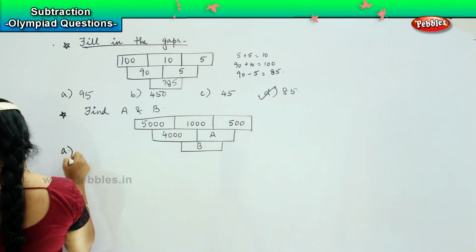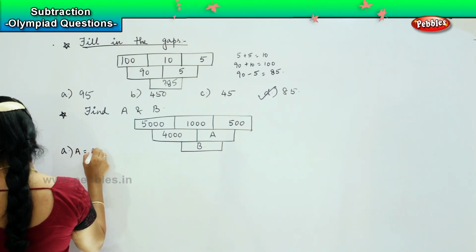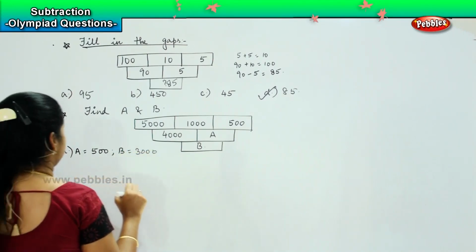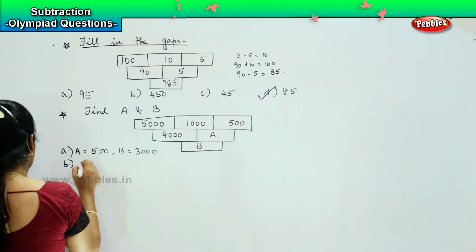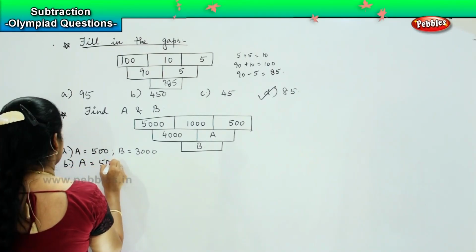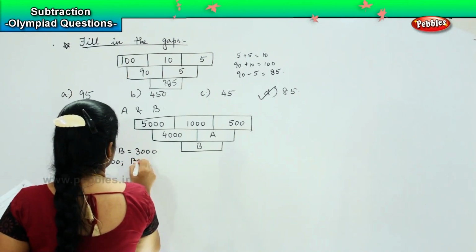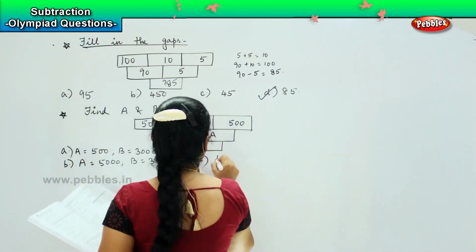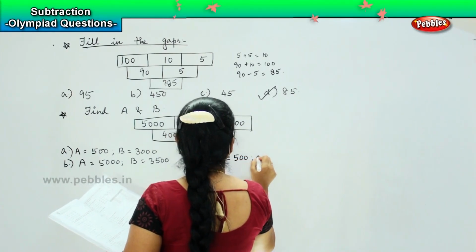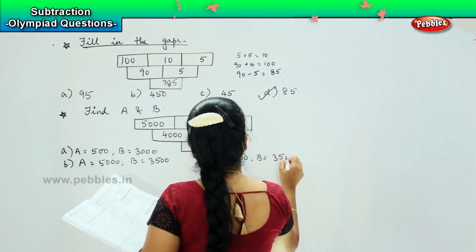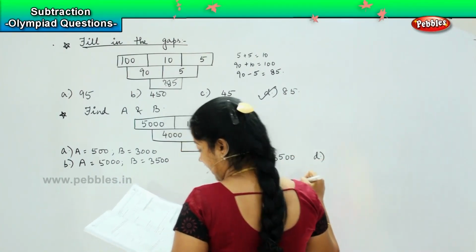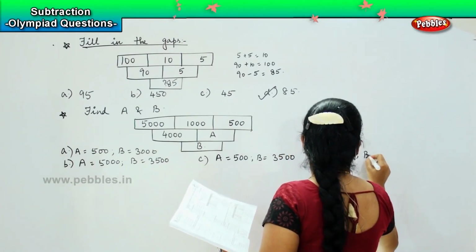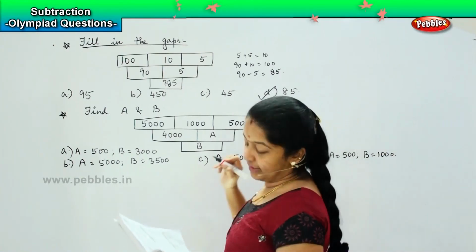Your options are: option A, A is 500, B is 3,000; option B, A is 5,000, B is 3,500; option C, A is 500 and B is 3,500; and option D, A is 500 and B is 1,000. Fine.